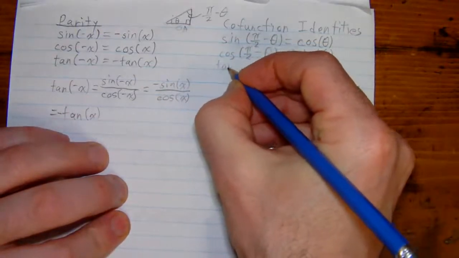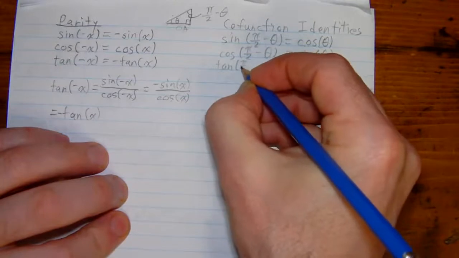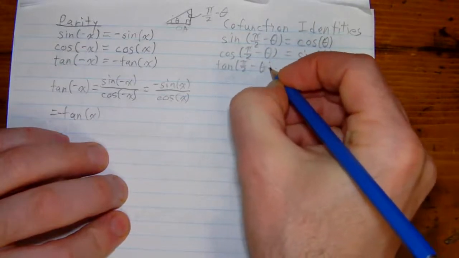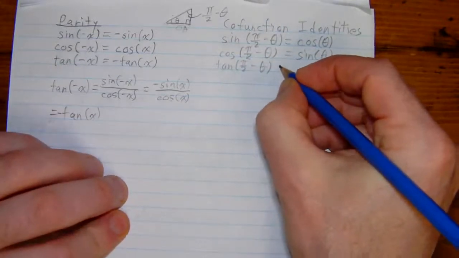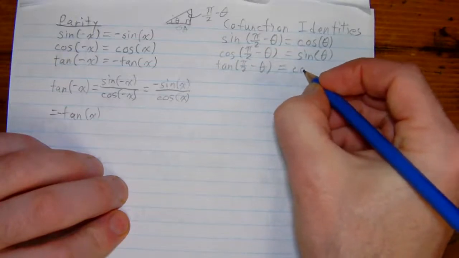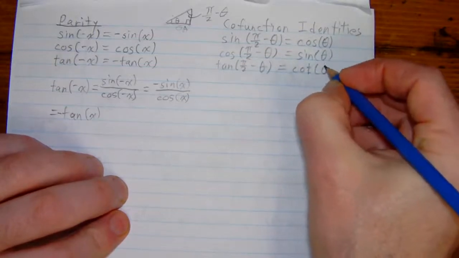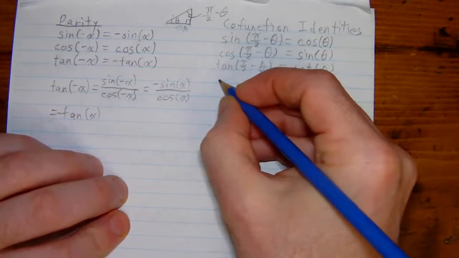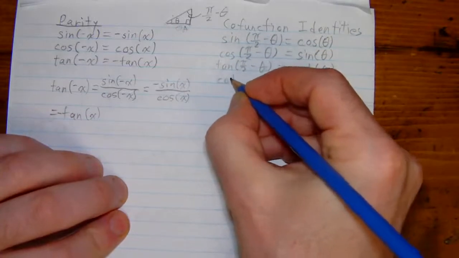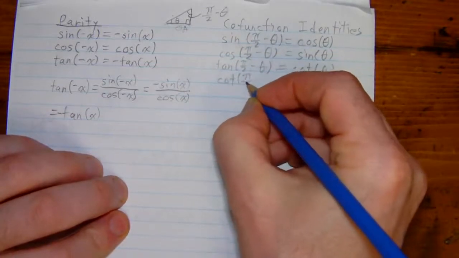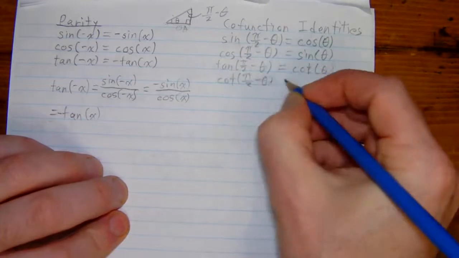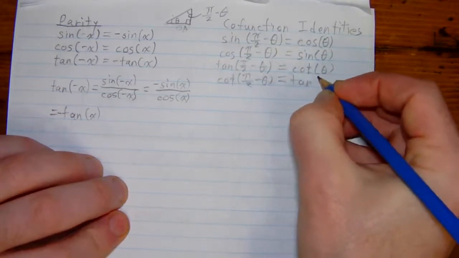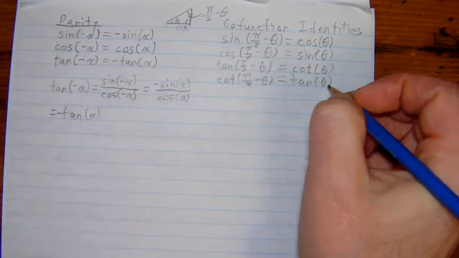For tangent, it's a tiny bit trickier. Tangent of pi by 2 minus theta is just going to be cotangent theta, and you can check that one in Desmos. And then cotangent of pi by 2 minus theta, unsurprisingly, is just going to be tangent of theta.